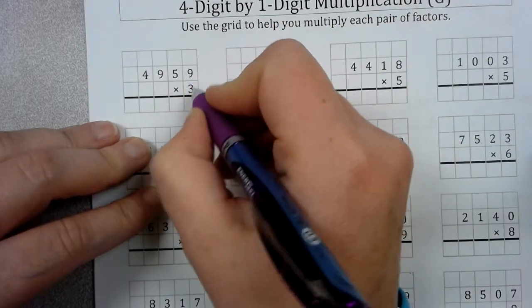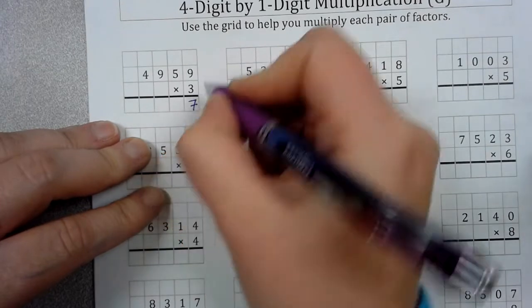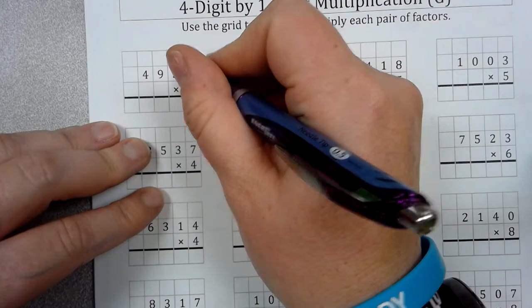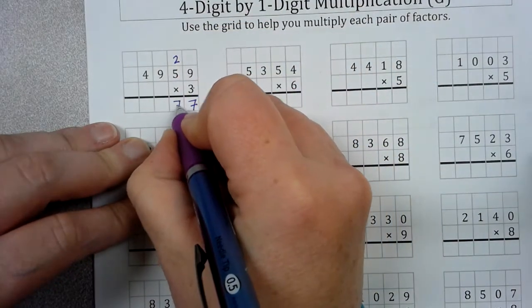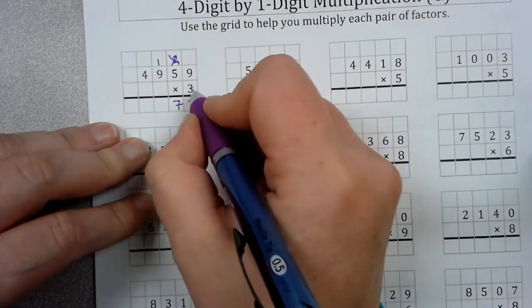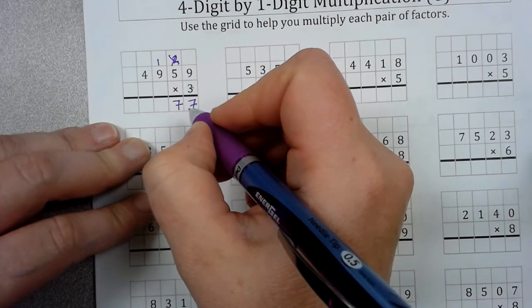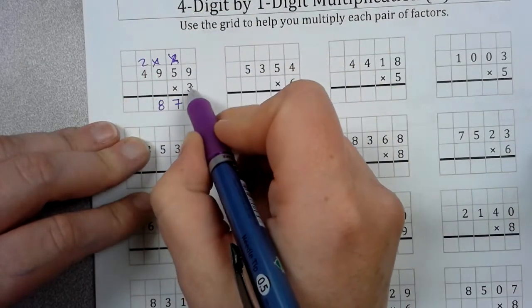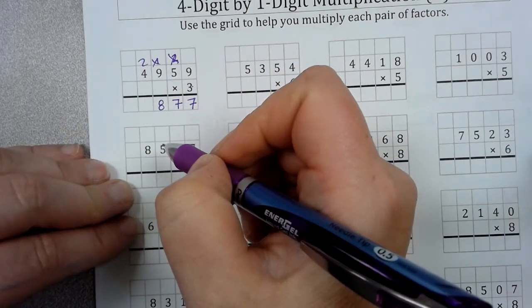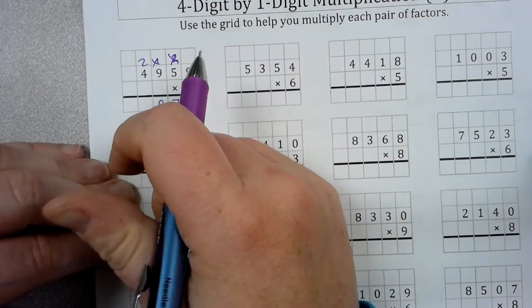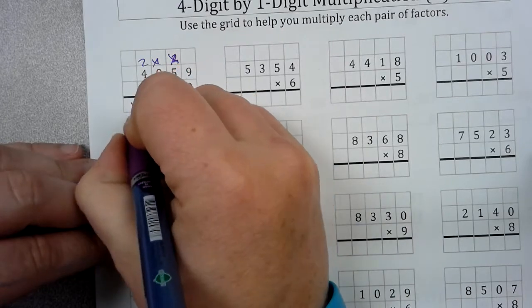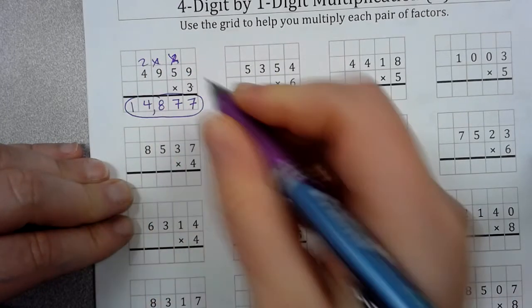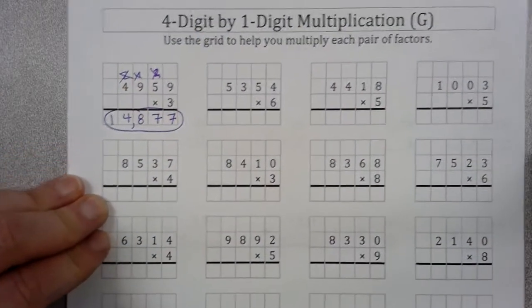So what we're going to do is 9 times 3 is 27. Put my 7, carry my 2. 3 times 5 is 15, plus 2 is 17. 3 times 9 is 27, plus 1 is 28. Then 3 times 4 is 12, plus 2 is 14. So these numbers are going to be a little larger, but we're just multiplying, and we know what we're doing.